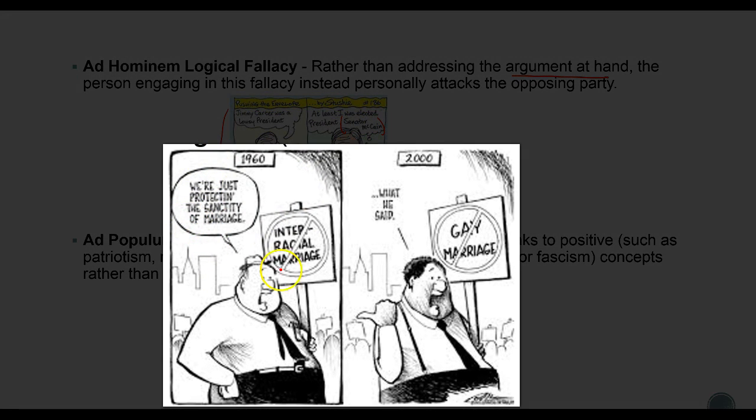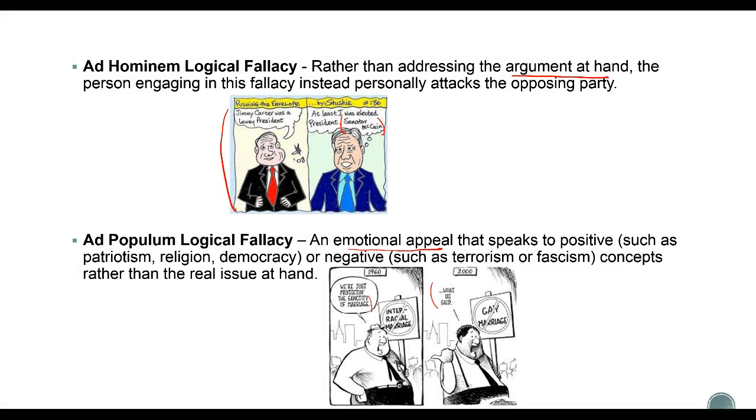So here's an example. This guy in the 1960s is saying, we're just protecting the sanctity of marriage, and he has an X over interracial marriage. And then today, he's saying what he said, and he has the X over gay marriage. So in this case, we're not really making a sound argument so much as relying on concepts of good and bad, right? So we're just protecting the sanctity of marriage, which is good. He's sort of saying the same thing here. So that's the ad populum. It's an emotional appeal that speaks to the positives or negatives, right? So like good versus evil type appeals.